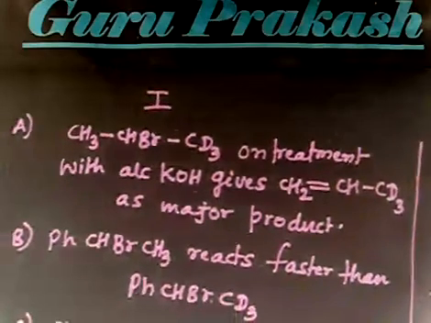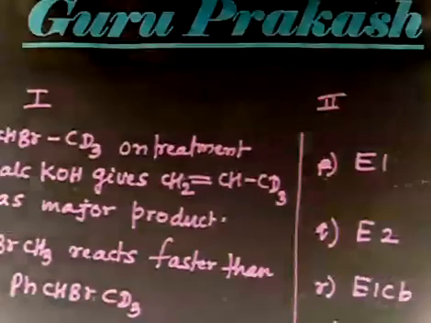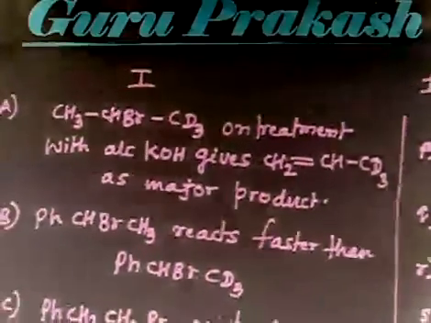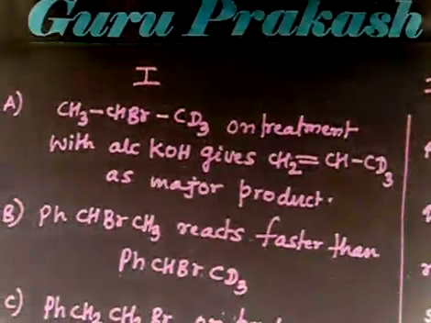So let us copy this column 1 and column 2. So copy this column fast. So you have 4 entries in column 1 and 4 entries in column 2.